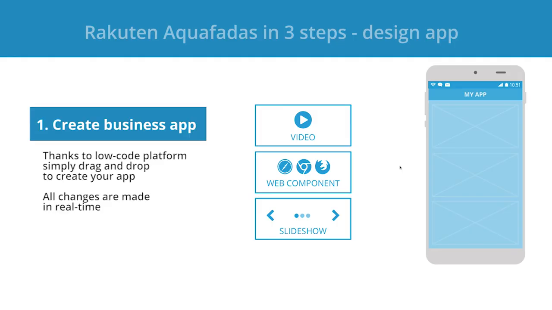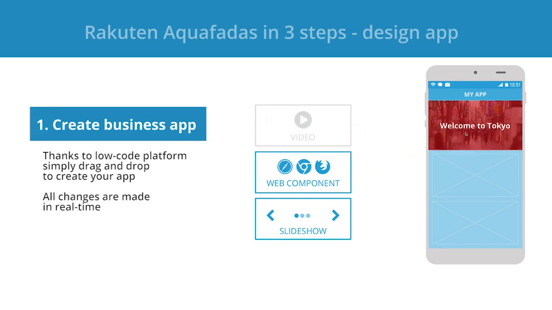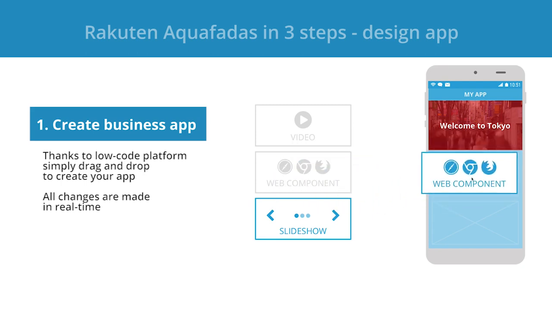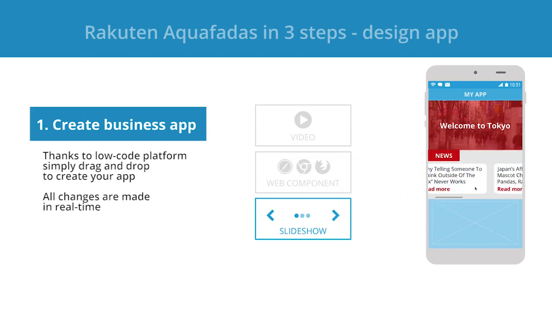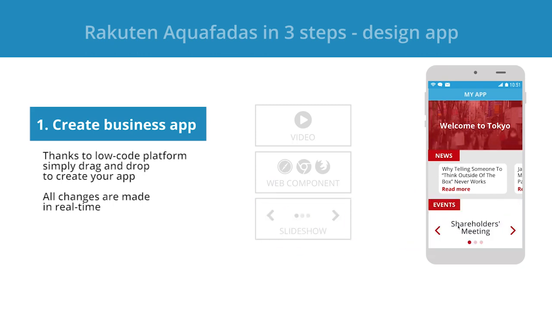Step 1. Rakuten Aquafadas lets you design your app by simply using drag and drop. For example, you can structure your app storefront by choosing a video banner, an HTML5 web component to display your latest news, or a slideshow to promote your next events, for instance. And we have much more available as well.